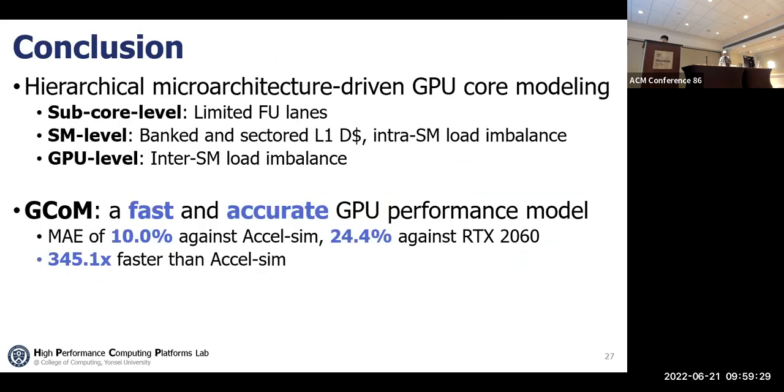In conclusion, we propose GCoM, which accurately captures the key core-side stall events of modern GPUs. GCoM targets hierarchical modeling of core microarchitecture, which has been overlooked by existing GPU analytical models. Our evaluation shows that GCoM greatly improves the accuracy over prior works by achieving a mean absolute percentage error of 10% against Excel sim and 24.4% against RTX 2060. Also, GCoM is nearly 350 times faster than the Excel sim.